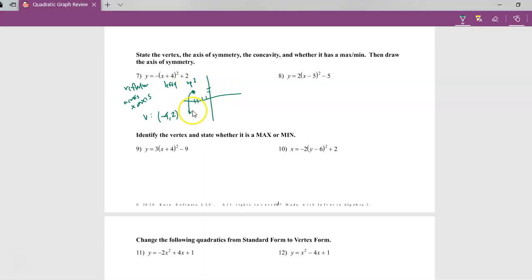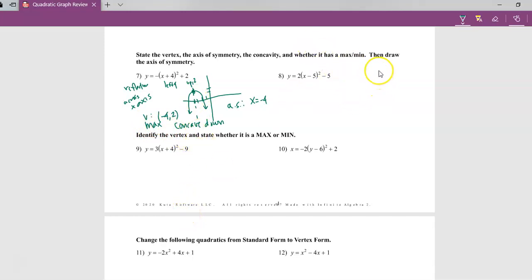It's going to be opening downward. So it is concave down, and that's because of the negative out front. The axis of symmetry, we'll call it AS, is at x equals negative 4. Remember, it's always at the x value of the vertex. It's that line of symmetry that cuts it in half. And what else were we asked here? Oh, okay, the vertex is a max here because it's higher than all the other points around it. And that's because it's been flipped. And we've drawn the axis of symmetry.